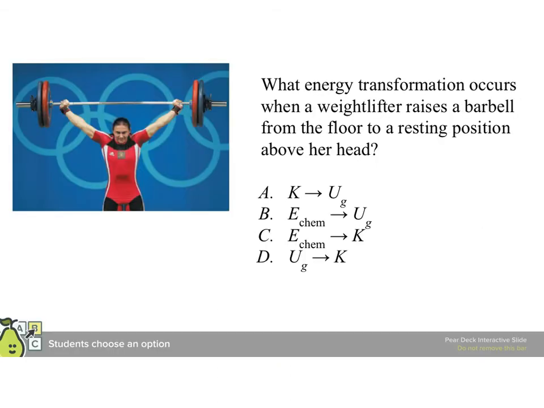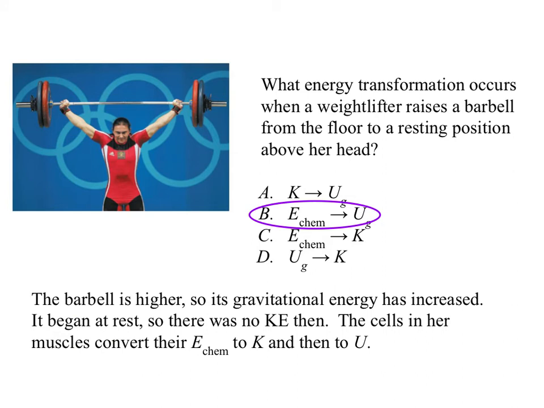So, what energy transformation occurs when a weightlifter raises a barbell from the floor to a resting position above her head, as shown? The barbell is higher, so its gravitational energy has increased. It began at rest, so there was no kinetic energy then. The cells in her muscle converted their chemical energy into kinetic energy and then into potential energy. Notice that at the end, when it's resting, there's no kinetic energy there either. So all of that chemical energy has now eventually been turned into potential energy. To be honest, probably some of it's been turned into heat as well.